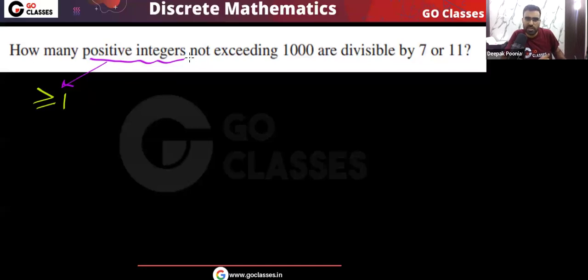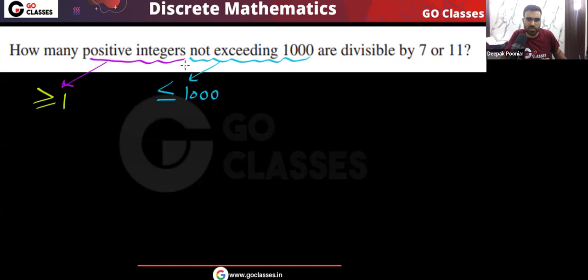How many positive integers not exceeding 1000? Not exceeding 1000 means less than or equal to 1000. We should not exceed 1000. We can go to 1000, but we should not exceed 1000, meaning we should not go to 1001. Okay, not exceeding 1000 simply means less than or equal to 1000.